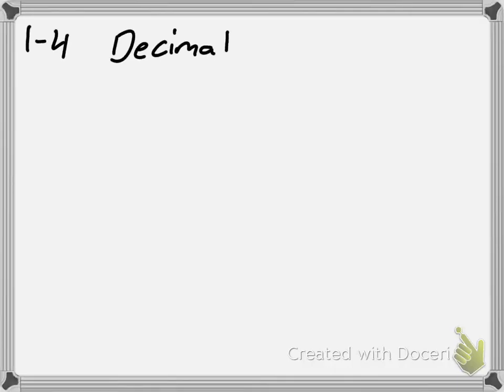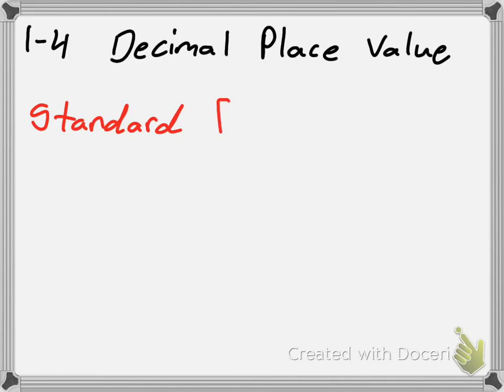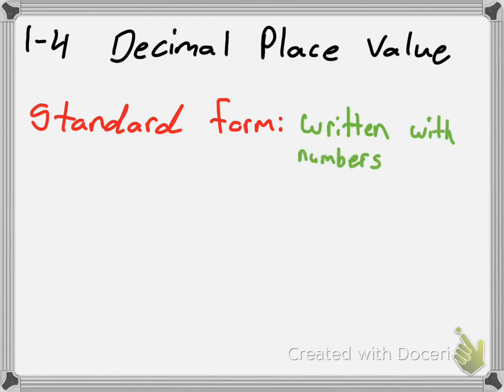Today is 1-4, which is decimal place value. So you have a couple vocab words to write down. The first is standard form. And standard form is when it's just written with numbers. So with the decimal 0 and 245 thousandths, standard form is just 0.245, just written with numbers.